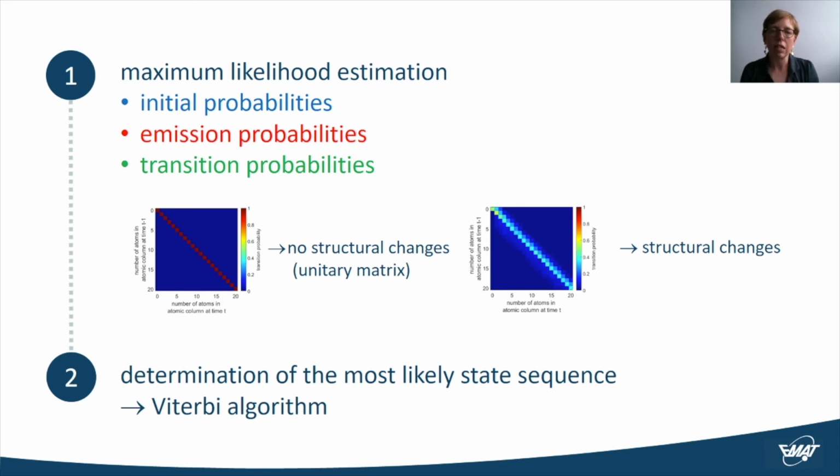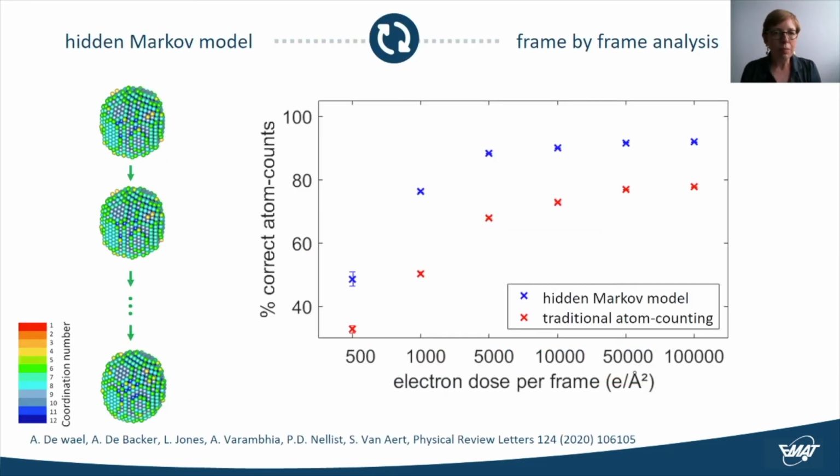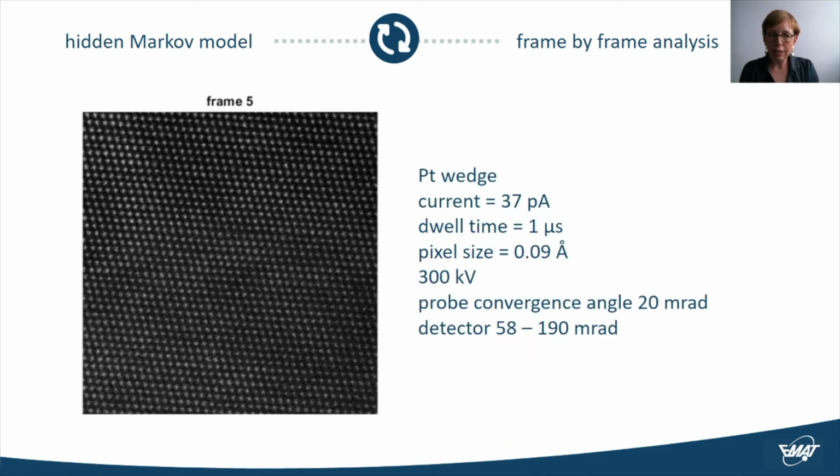Using simulations of a hypothetical platinum nanoparticle, which is changing over time, we investigated the performance of the hidden Markov model as a function of electron dose. The percentage of correctly assigned atom counts is represented when using the hidden Markov model or when using a frame-by-frame analysis. And this clearly shows that the hidden Markov model outperforms a frame-by-frame analysis. We analyzed a time series of experimental images of a platinum wedge recorded under conditions where no severe effects of beam damage are to be expected.